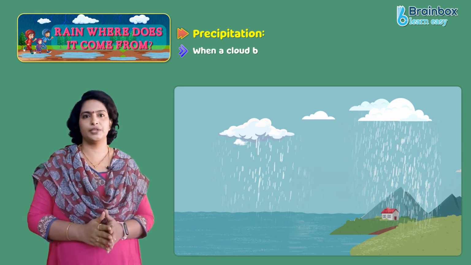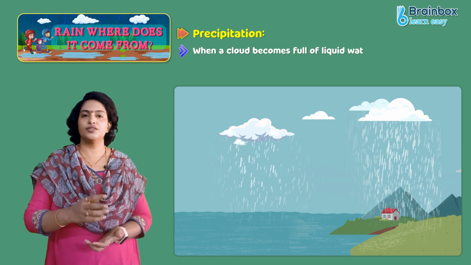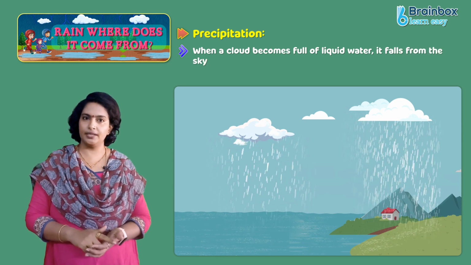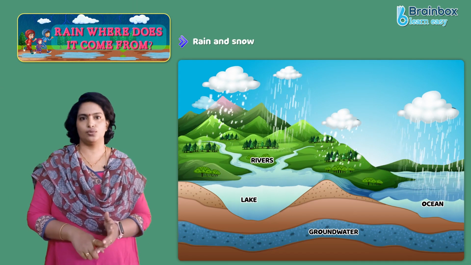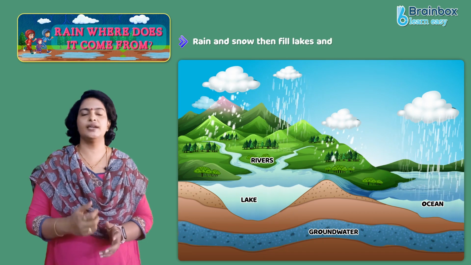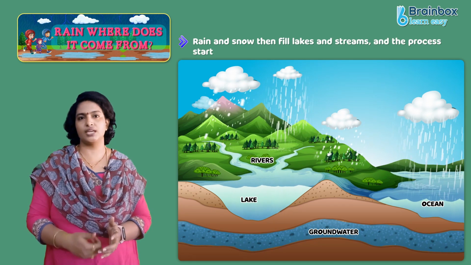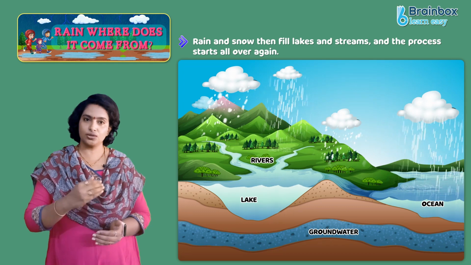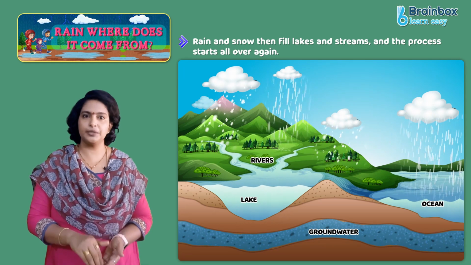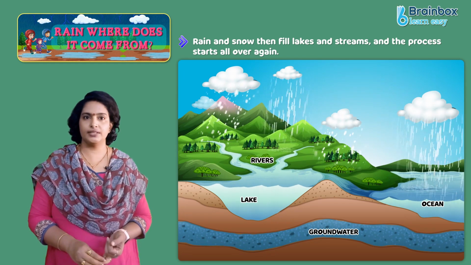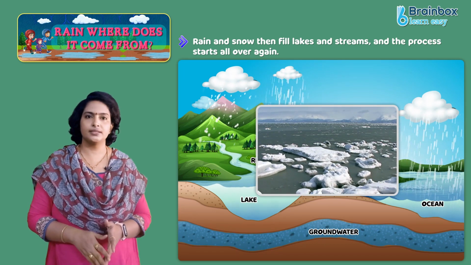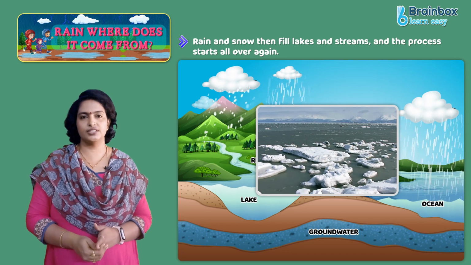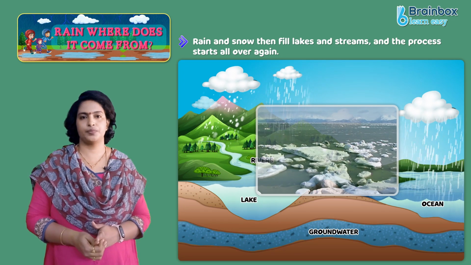So when a cloud becomes full of liquid water, it falls from the sky as rain or snow, which is also known as precipitation. So rain and snow then fill the lakes and streams and the process starts all over again. Once on the land, the water can seep into the ground, collect into lakes and ponds, pile up as snow and ice, or run off into rivers that flow towards the ocean.